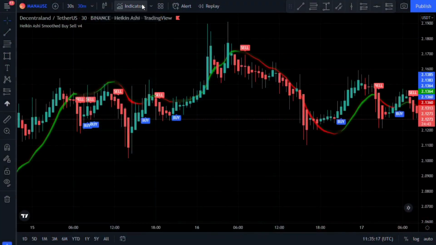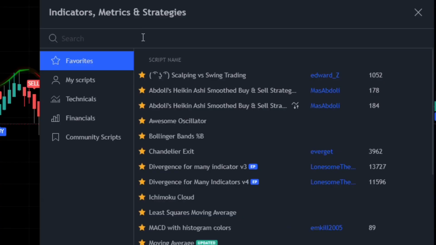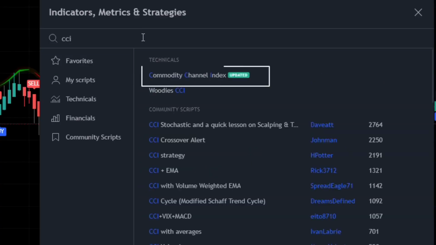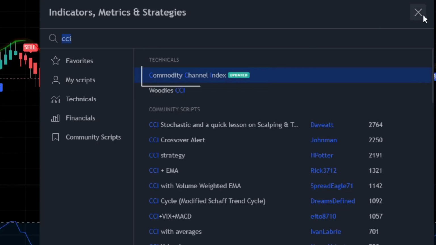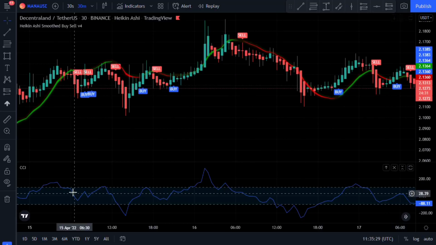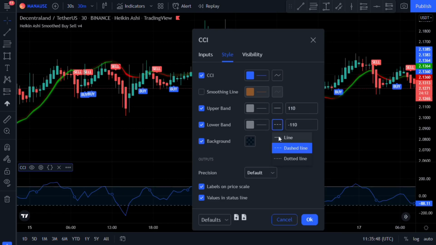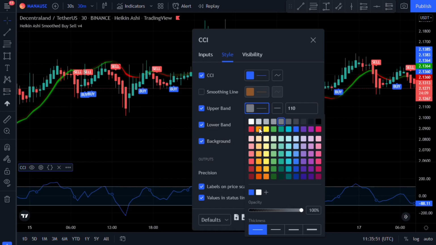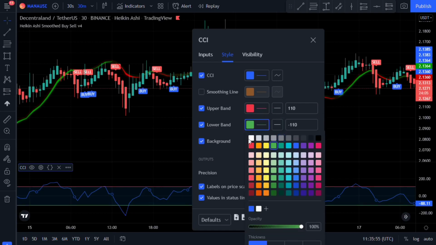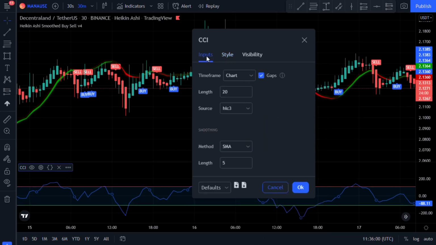Well, let's add the CCI indicator to the chart, but this time with different and optimized changes. This is the CCI I add to the chart. Let's change the settings of the CCI indicator, but different from the previous video. Here I change the number 100 to 110, and the second one the same way. In this section, I change the dashed line to a smooth line to see it more clearly. Then I change the color. In the inputs section, I change the number 20 to 40.